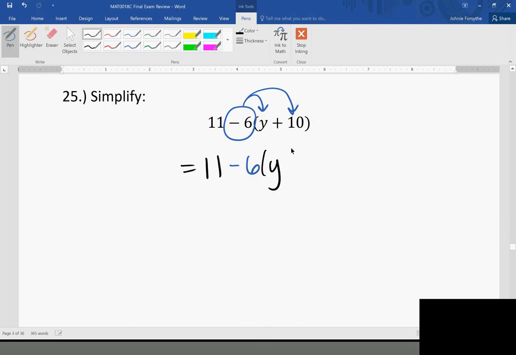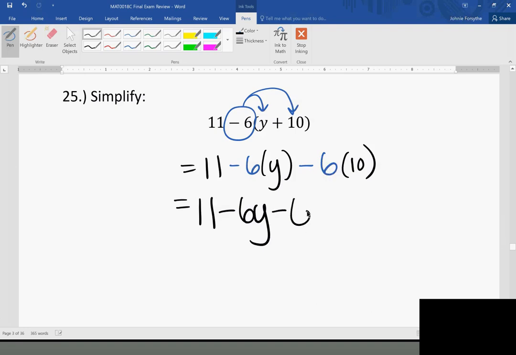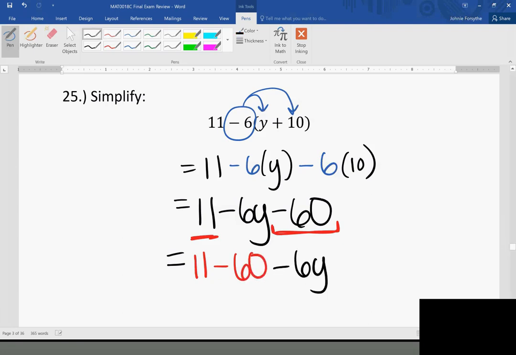times y, and then I have negative 6 times 10. So now that's going to be 11, negative 6 times y is negative 6y, and negative 6 times 10 is negative 60. And now I want to combine like terms. The like terms I have here are my constants. This 11 and this minus 60. So I actually have 11 minus 60 minus 6y.